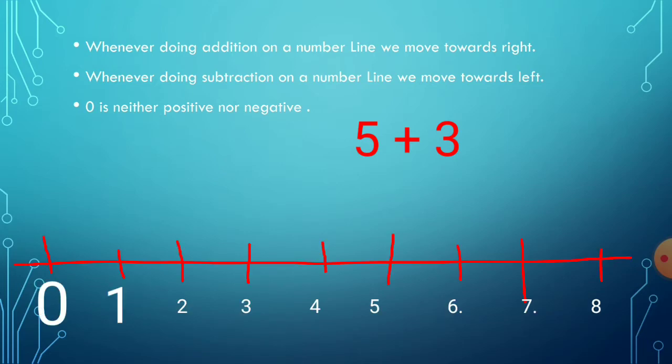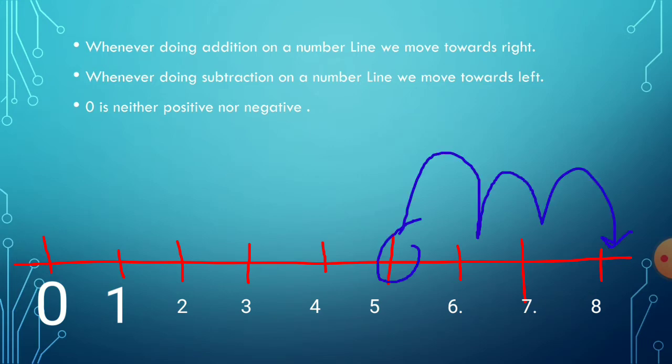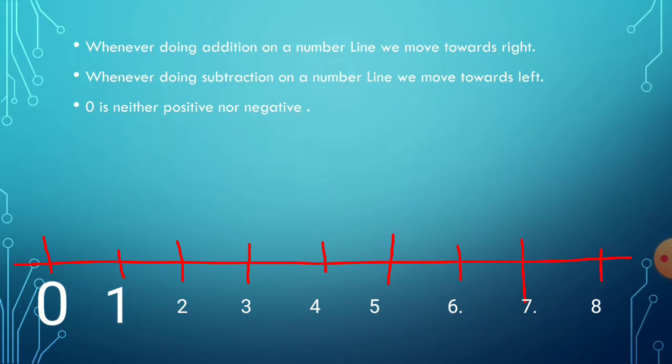That is, if we are adding 5 plus 3, then our first number is 5 and plus means moving towards right, and we move 3 units towards right and get 8 as an answer. But whenever we are subtracting numbers on a number line, that means we are moving towards the left of the first number. Let's take an example for that again.